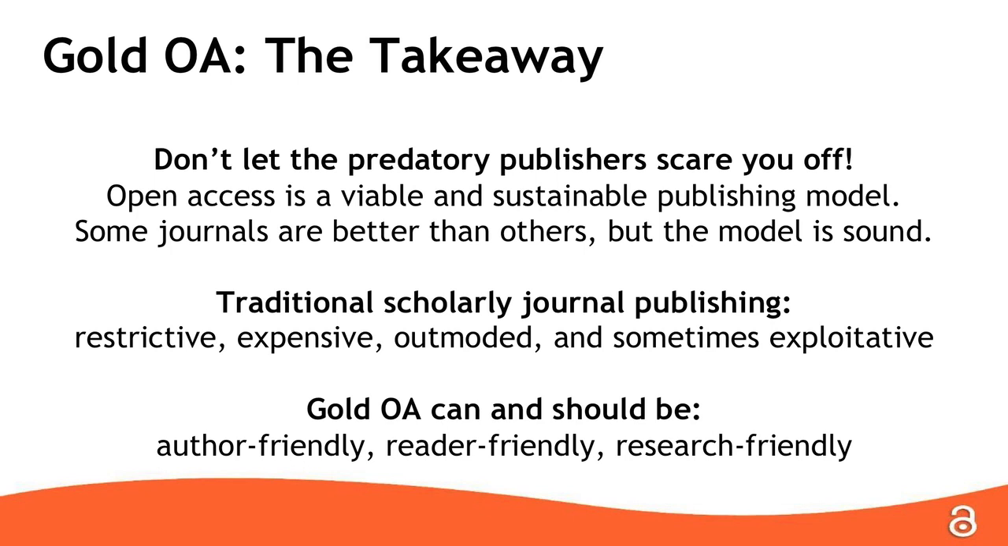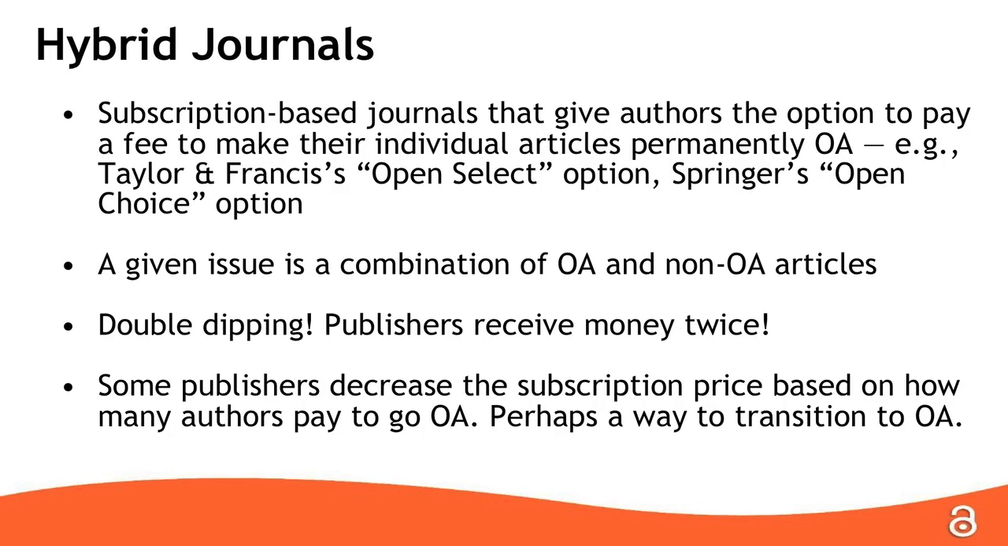It makes work public. It's worth mentioning this sort of middle ground of hybrid journals. They're journals that are subscription-based and give authors the option to pay a fee to make their individual articles open access. Taylor and Francis has a program called Open Select. Springer has a program called Open Choice. So what this means is that in a given issue, there can be a combination of open access and non-open access articles.